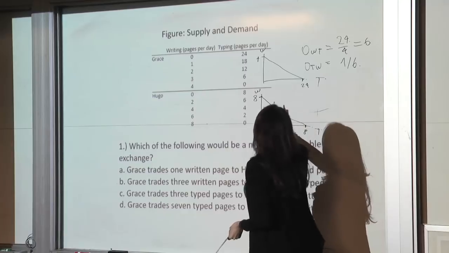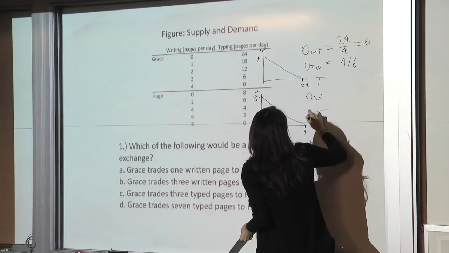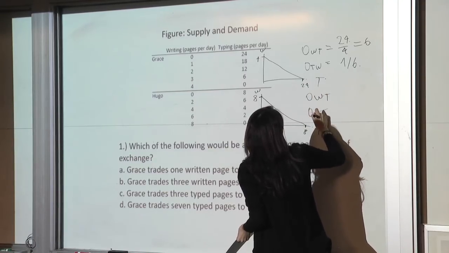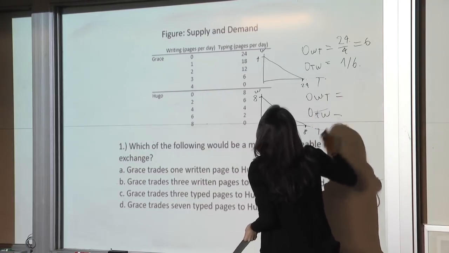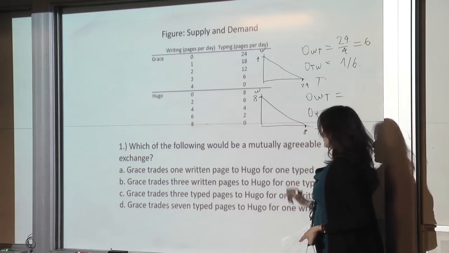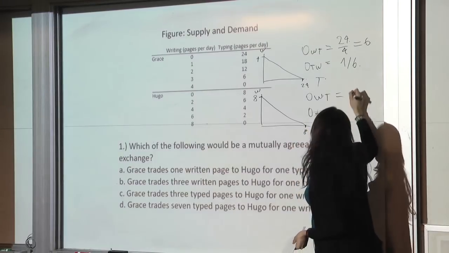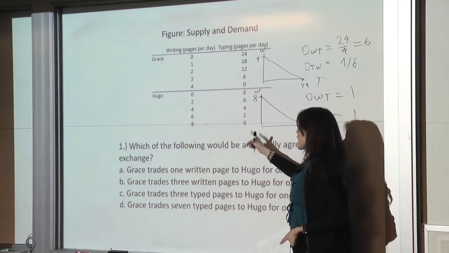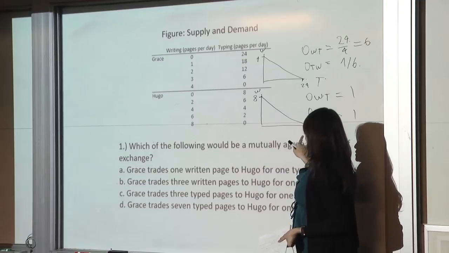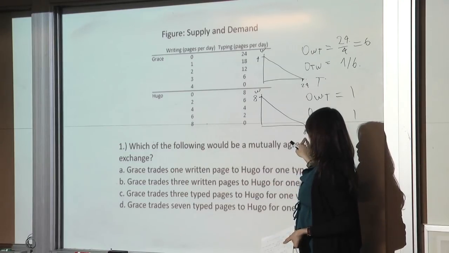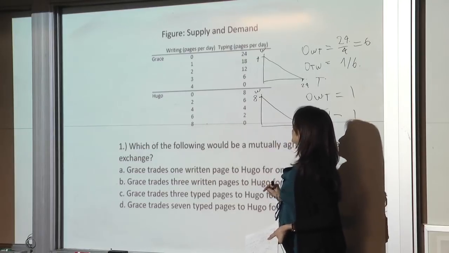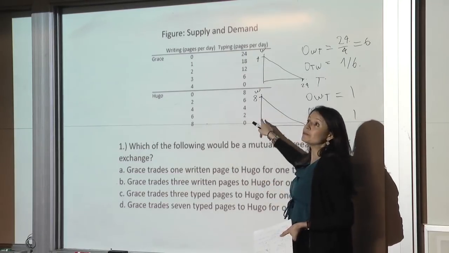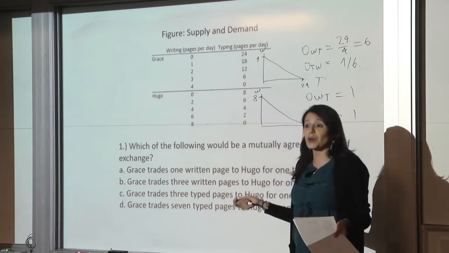Now, the opportunity cost of Hugo of writing a page is what? He has to give up 1 and 1. Great. Because why? Because he has to give up 8 typing pages to get 8 written pages. So it's 1 and 1, okay?